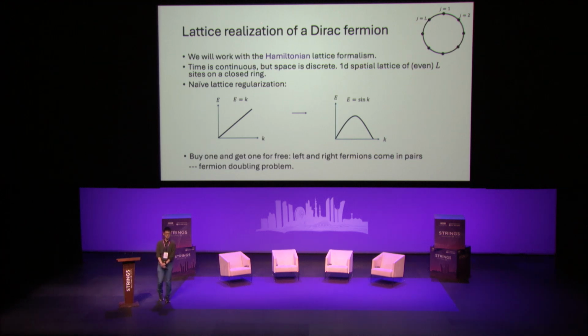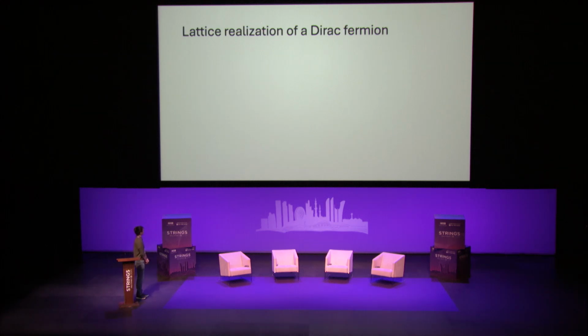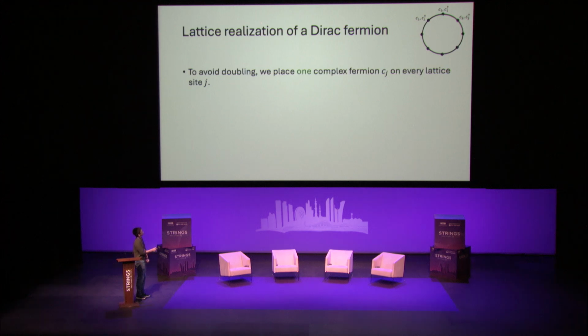So if you naively discretize your fermion by putting two complex fermions at every site, in the continuum limit, you get two Dirac fermions, and that's twice as many as what we are shooting for. There's an obvious fix for this issue. Instead of putting two complex fermions per site, you put one complex fermion per site, which I denote by C_j. So at every site, I have C_j and its dagger, and that's all. I'm not putting any more fermions at every site.